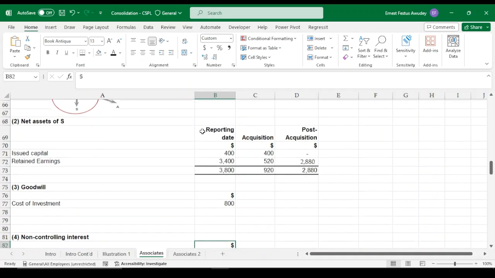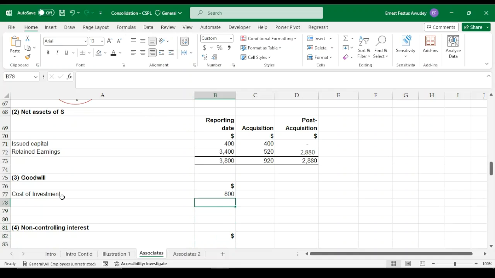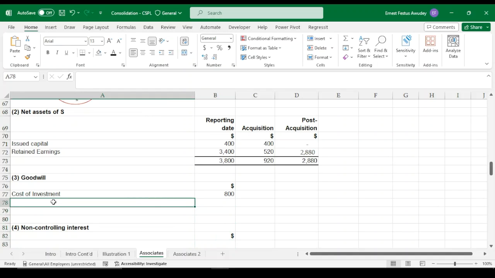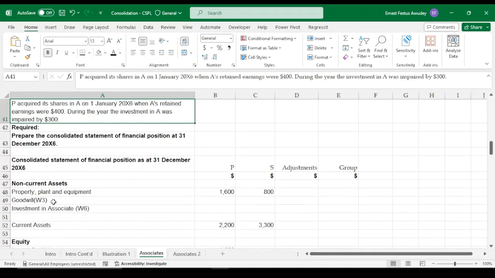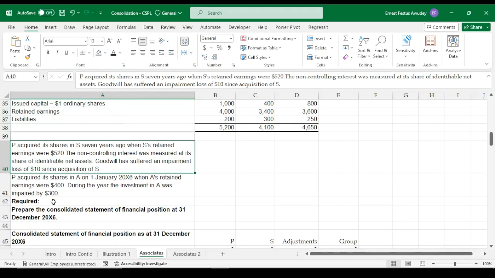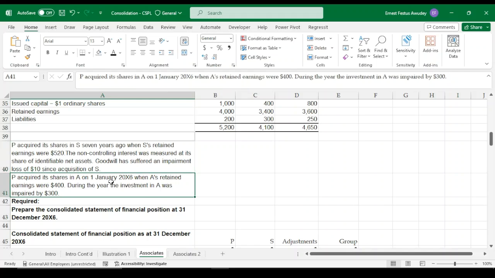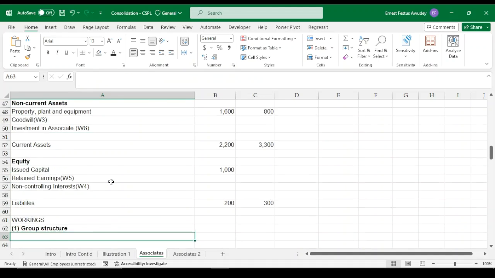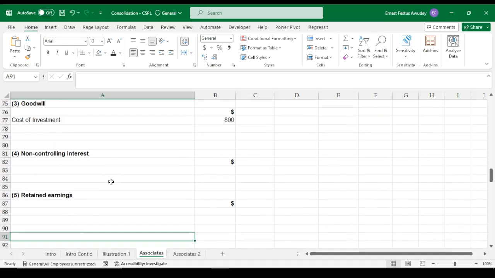Okay, then we've been told within the additional information. So let's go to additional information. We've been told that the non-controlling interest was measured at its share of identifiable net assets. So that's the proportionate method. All right, the proportionate method. We have covered all of that in our previous videos.